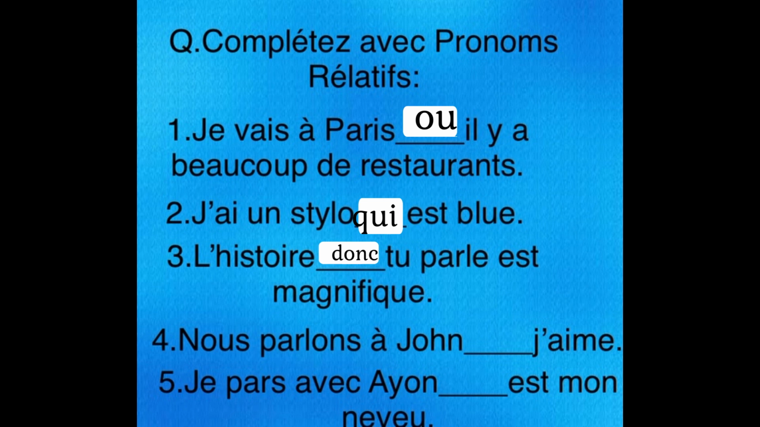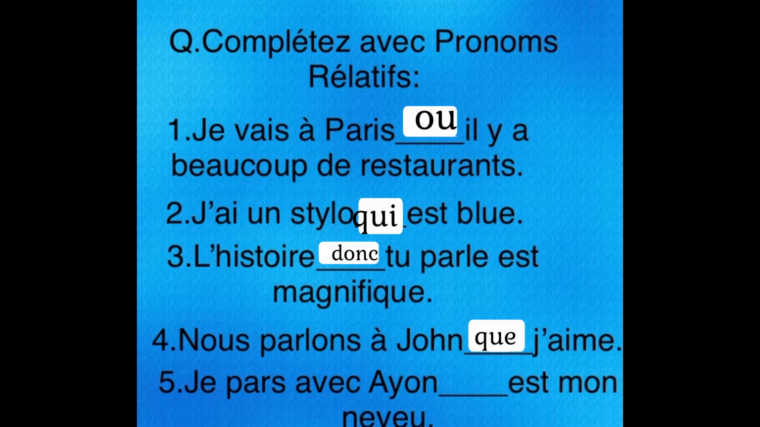Now, fourth sentence. Nous parlons à Jean dash j'aime. Now, I'll first translate it. It will translate into: we speak to Jean dash I like. Now, I know that the missing part would probably have a direct object. The sentence would probably be complete with Jean. It would become Nous parlons à Jean, j'aime Jean. We speak to Jean, I like Jean. So the blank would be filled with que.